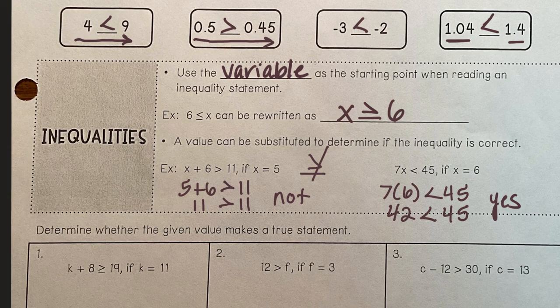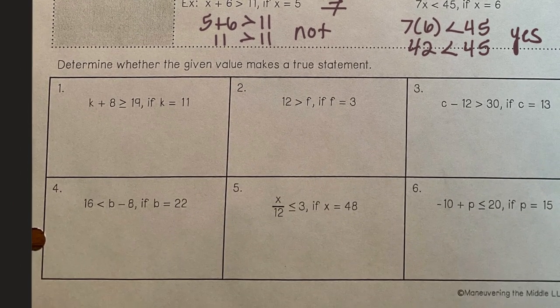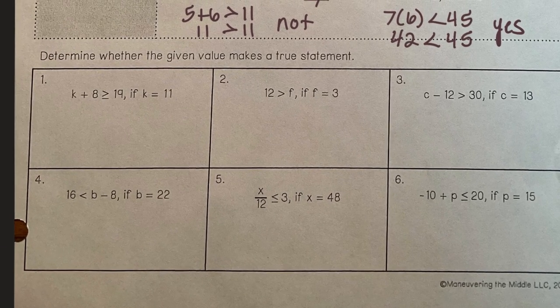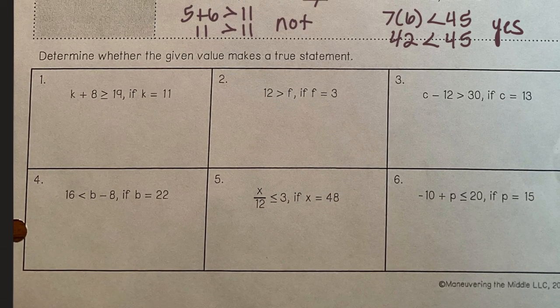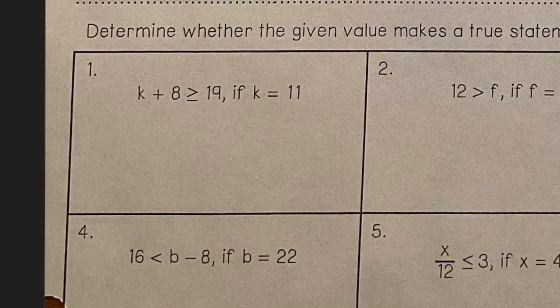Those are correct. Okay, continuing on with our notes here, it says determine whether the given value makes this statement true. So again, we're just practicing substitution. We're substituting our value for our variables in to check the inequality to see if it's true. So if I know my value for k, for number 1, it says k is 11, so I'm just going to rewrite it with that value.